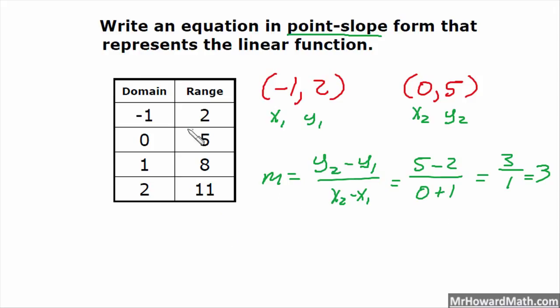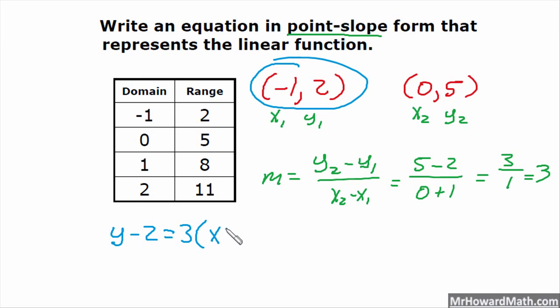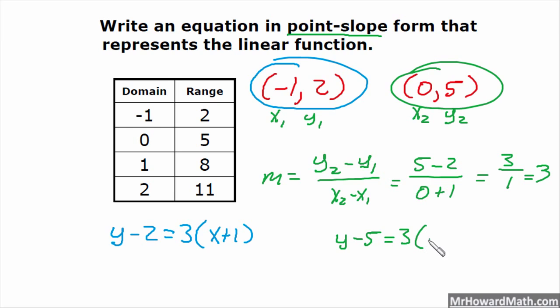Alright, so if my slope is positive 3, let's write it twice. We'll write it with that point first. So that would be y minus 2 equals 3 times the quantity, x plus 1. Remember, between your ordered pair and your form, your linear equation, the signs of the coordinates are opposite. Alright, now let's write it with this one. So that would be y minus 5 equals 3 times x minus 0.